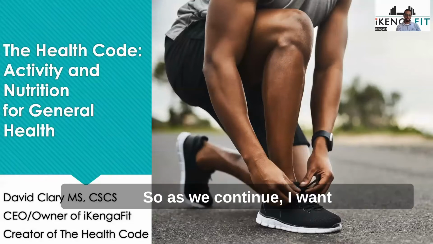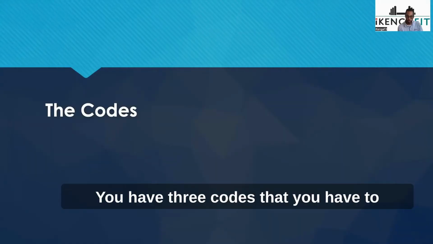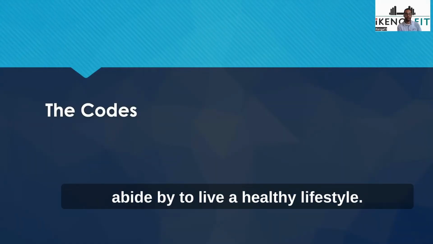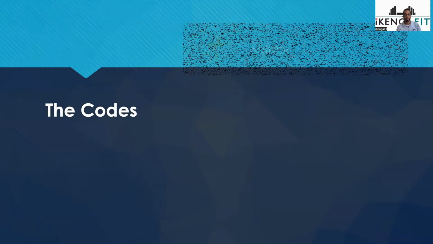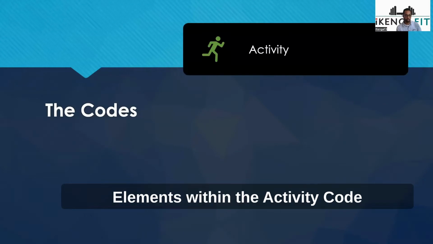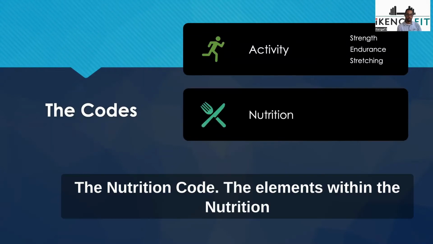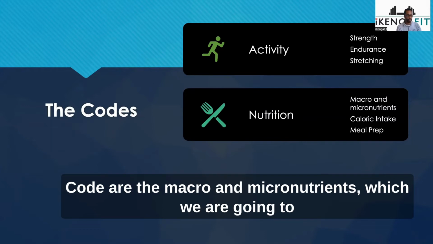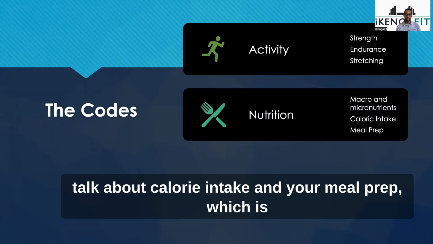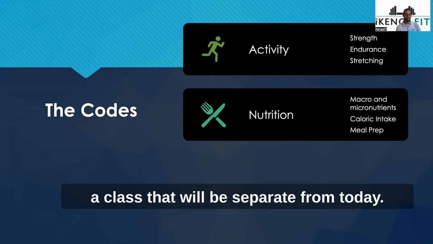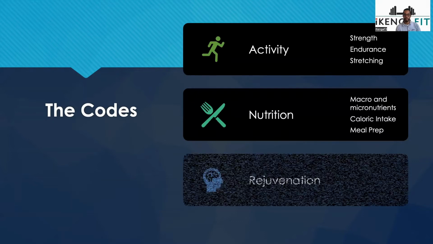So as we continue, I want to get started with the codes. You have 3 codes that you have to abide by to live a healthy lifestyle. Those are the activity code. Elements within the activity code are strength, endurance, and stretching. The nutrition code. The elements within the nutrition code are the micronutrients, which we are going to talk about, caloric intake, and your meal prep, which is a class that will be separate from today.